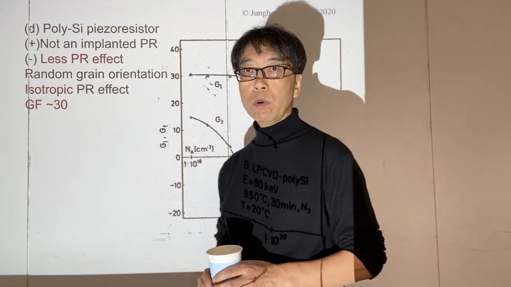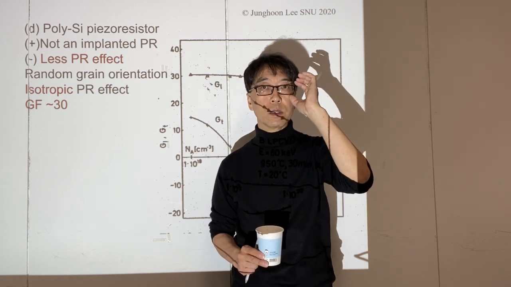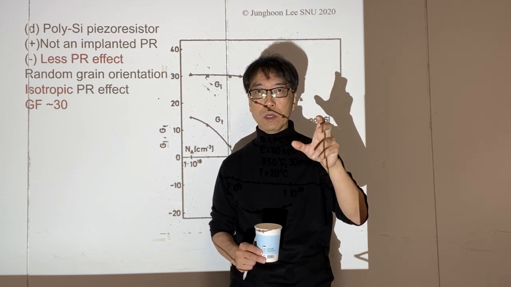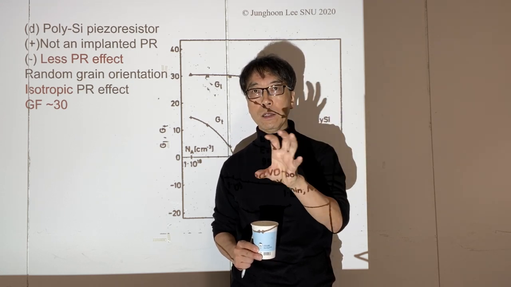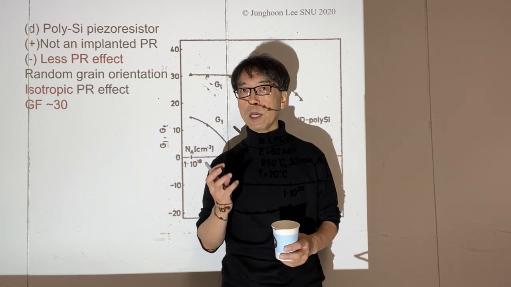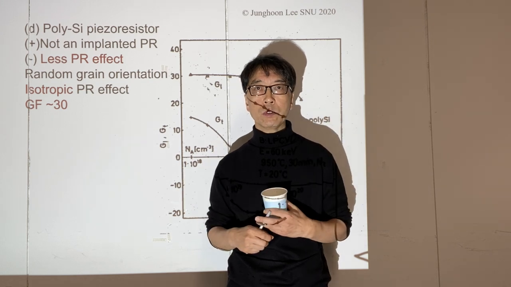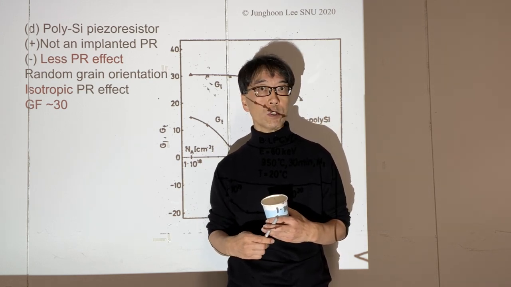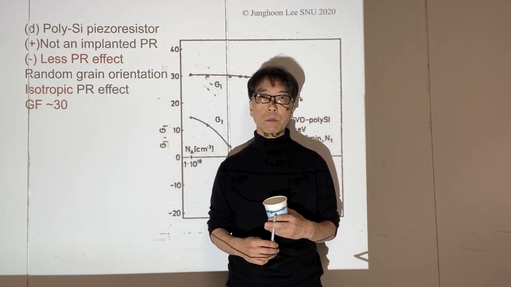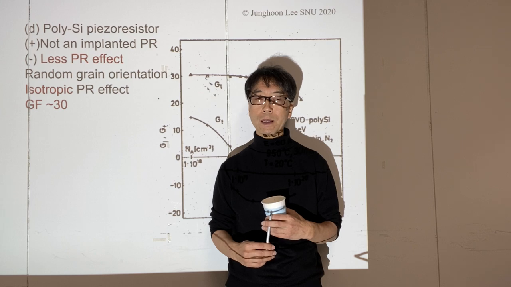You can also use polysilicon. Polysilicon is also a crystal silicon, but it's a polycrystalline silicon, so the crystal orientation of each grain is more or less random. So their piezoresistive effects tend to cancel depending upon their orientation. However, you can still have the remaining piezoresistive effect, and that value is substantial. In terms of gauge factor, it will be around 30. That's pretty good compared with the metal. Metal is only 1 or 2. So it's at least one order of magnitude bigger than the metal.